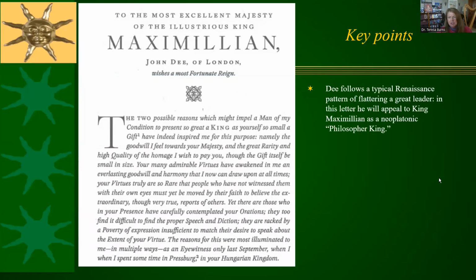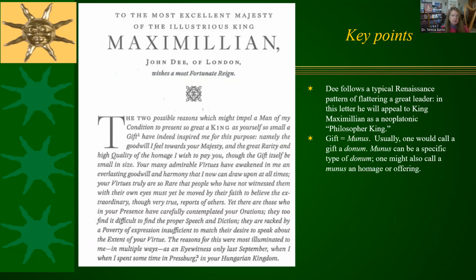All right, let's look at some key points here. I've already mentioned this is a typical pattern of flattering the king, although he's going to flatter him in a particular way, as a Neoplatonic philosopher king. Think Plato's Republic. Also, the word that he uses for the gift is an unusual one in Latin. He uses the word munus. Usually you'd call it a donum. A munus is a specific type of gift. You might think of it more as an homage or an offering.